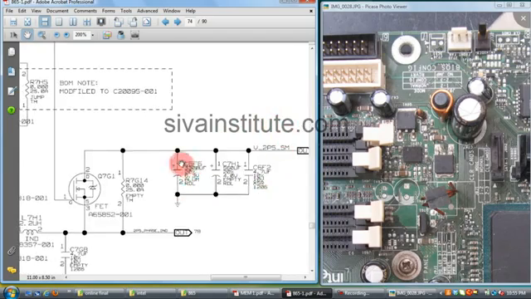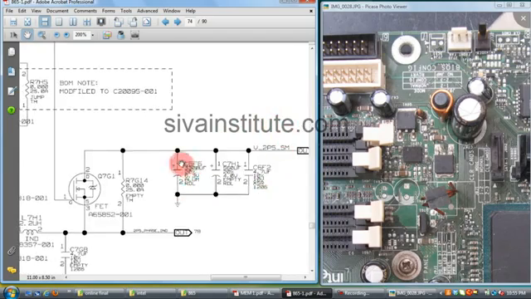See here, U7H1. This is the oscillator IC. See here, Q6H1. Q7H1, this is this transistor. Q7G1, this transistor. This coil is L7H1.